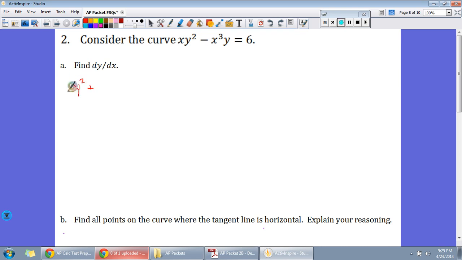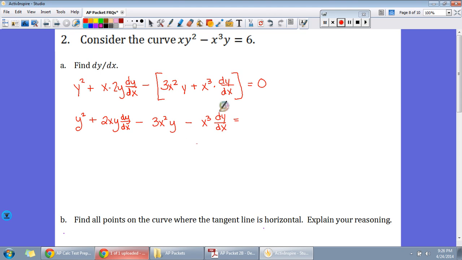We're going to have 1 times y squared plus x times 2y dy/dx minus, and then I suggest you use brackets, 3x squared times y plus x cubed times dy/dx, close brackets, and then the derivative of 6 is 0. Then I'm going to distribute my negative, and then move the terms that don't have a dy/dx to the right hand side, and take the terms that have dy/dx and factor out a dy/dx.